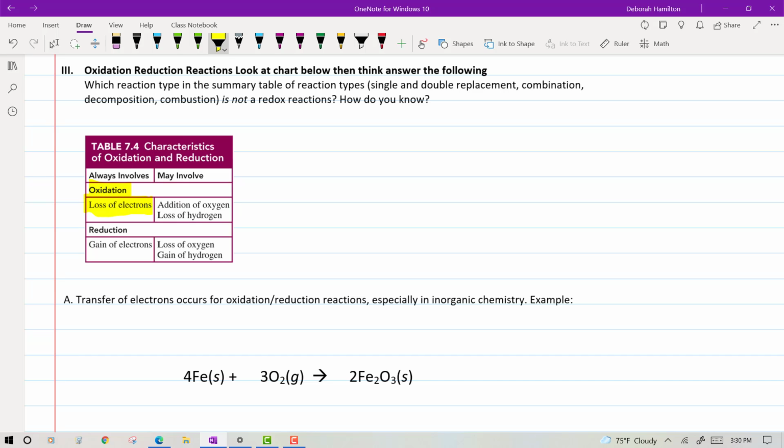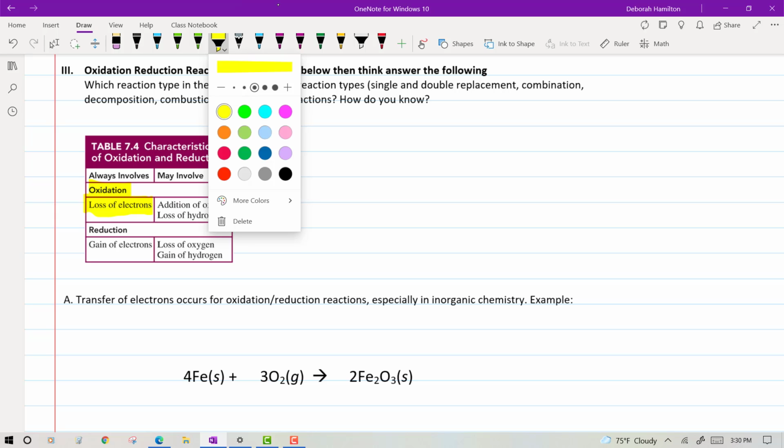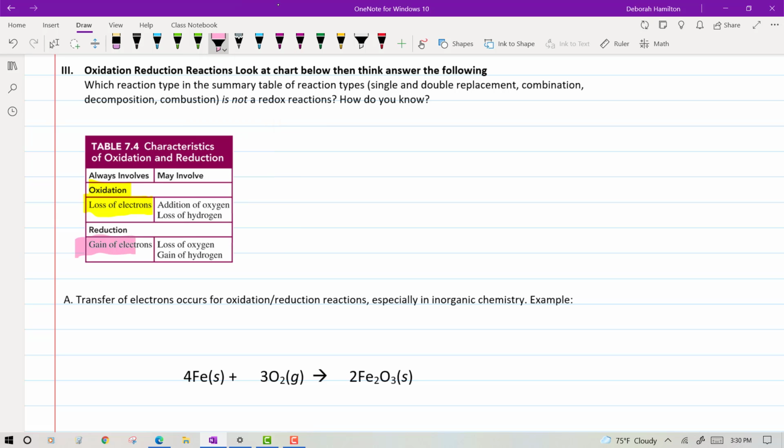Oxidation always means that it's a process where an element is losing electrons. All right, so if something is losing electrons, then something else must be gaining electrons. All right, so that's the difference there. All right, so reduction is defined as a gain of electrons. Oxidation involves a loss of electrons.